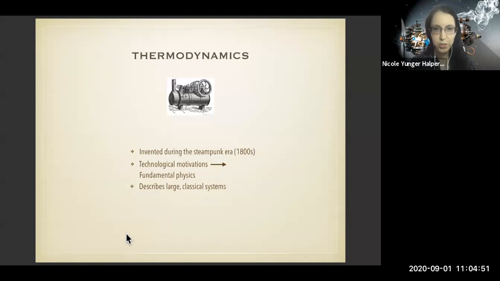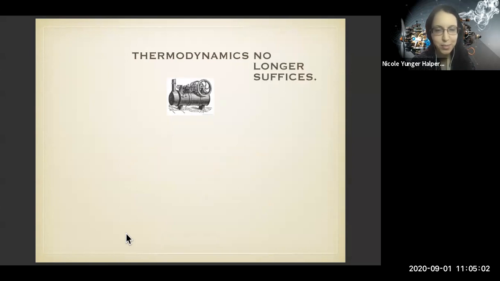Thermodynamics was developed to describe the cutting edge technology of the day, the steam engine, so big systems of many particles, classical particles. Today's cutting edge technology looks a little bit different. Now we have great control over small systems.